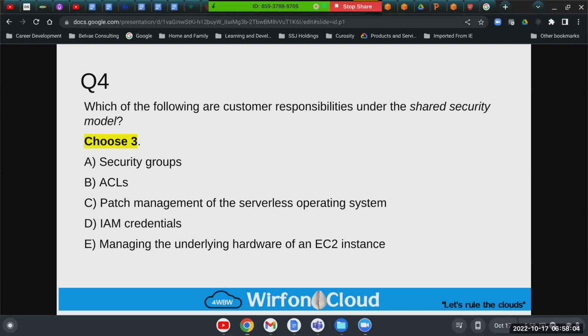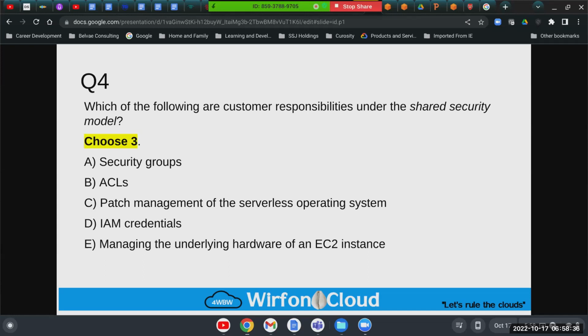And the other one which is there is C, patch management of the serverless operating system. So when we talk about serverless, it's a concept whereby AWS is actually providing infrastructure which people can rent from them. So it's a pay as you go kind of service. So the patch management of that serverless operating system is AWS's responsibility.